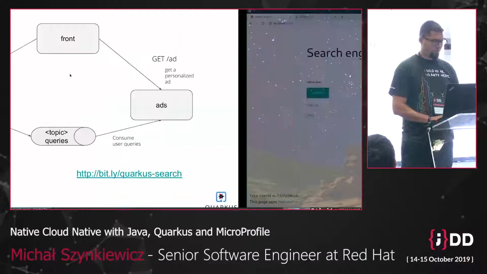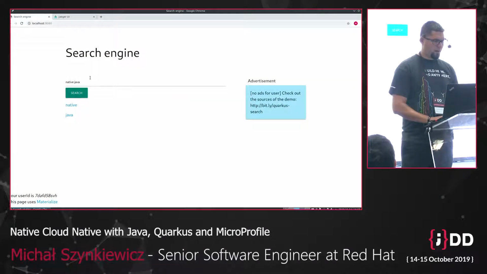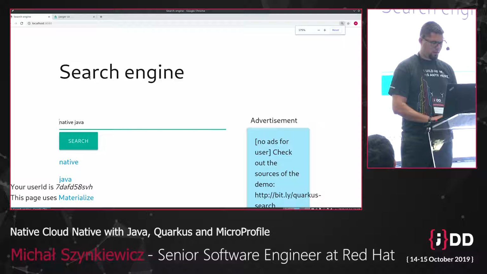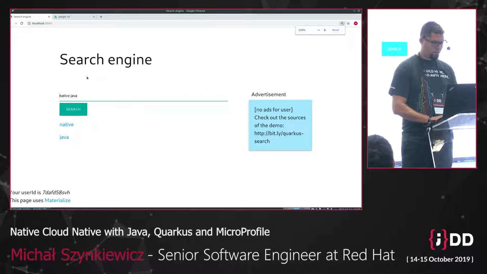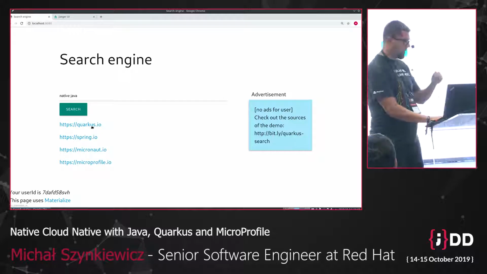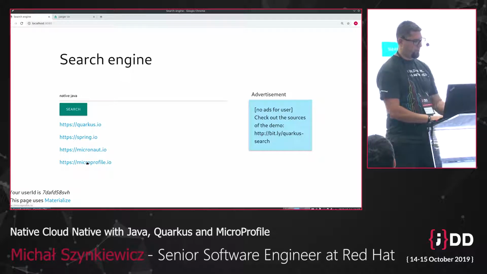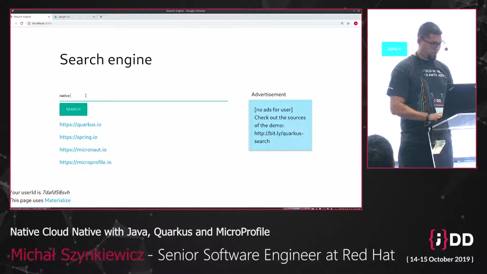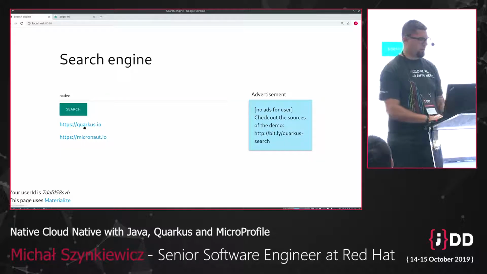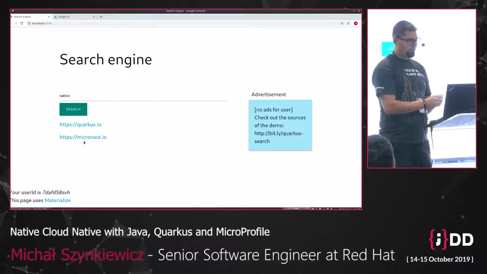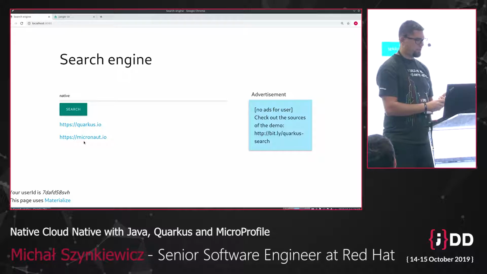And without restarting the application again, I will ask my search engine for, for example, native Java again. So now I have Quarkus, Spring, Micronaut, MicroProfile. If I do Quarkus native only, I will only get Quarkus and Micronaut. So this is it if it comes to the searching part.